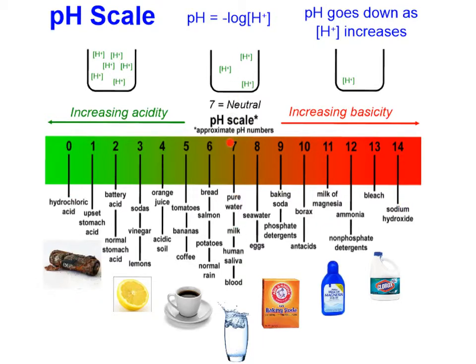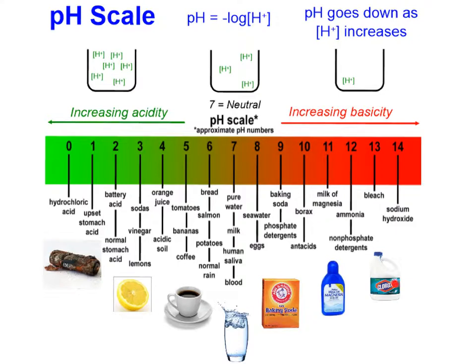7 is right in the middle. So 7 is neutral. As we go down from here, we get more and more acidic. So the solution increases in acidity. It increases the hydrogen ion concentration, which makes sense, right? More acidic, there should be more hydrogen ions, as we get lower and lower on the pH scale. As we increase on the pH scale, as the number gets larger, the hydrogen ion concentration goes down. So at the end over here, we will have very little to no hydrogen ion concentration.